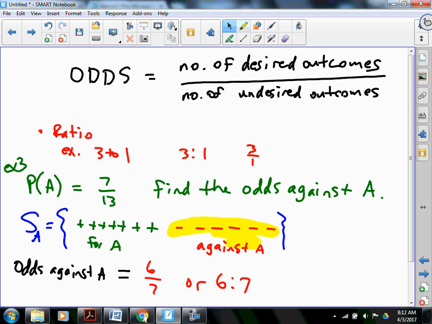Un poquito. We have several more terms to get down. Several more terms to talk about. So language is kind of weird. Odds in favor of, odds against.